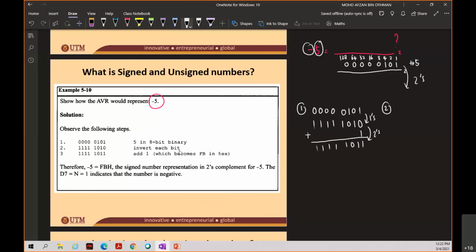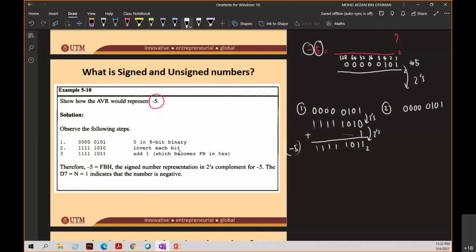Okay, so this is the longer way. Then you get the second complement, which is this number here, and it will represent negative 5. Now the shortest way: you have 0, 0, 0, 0, 0, 1, 0, 1.